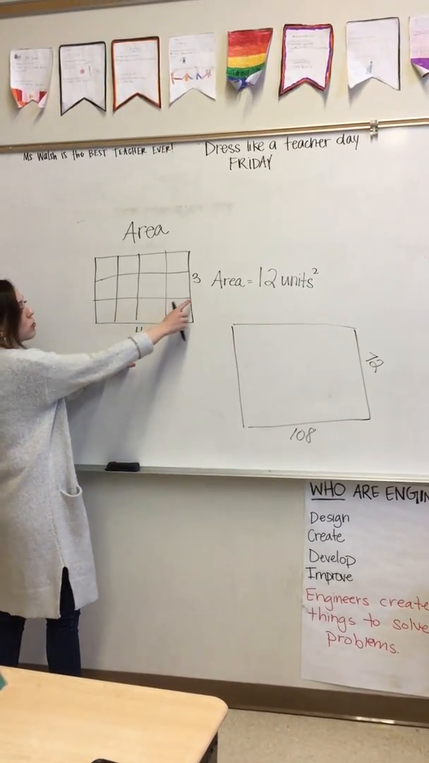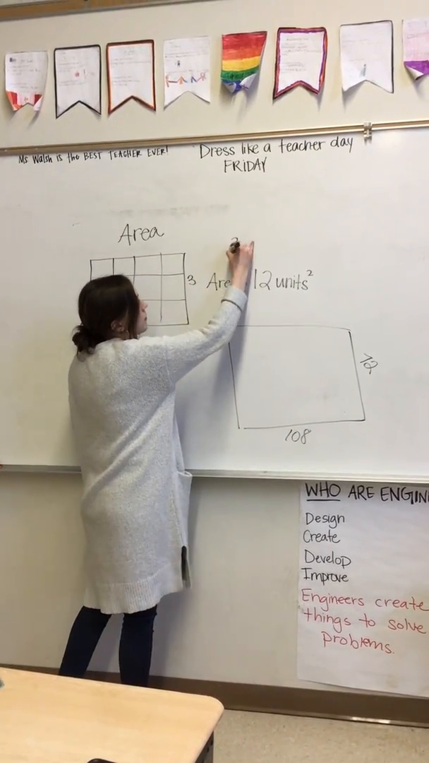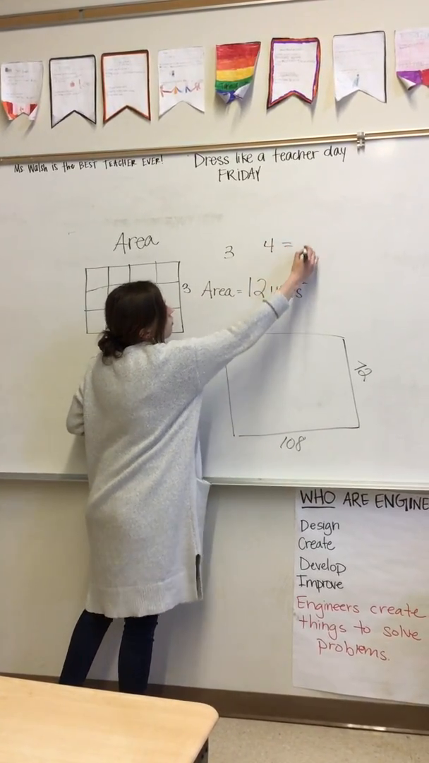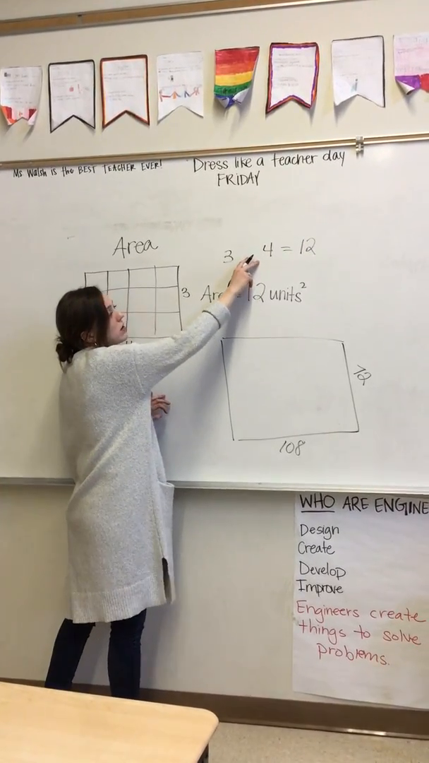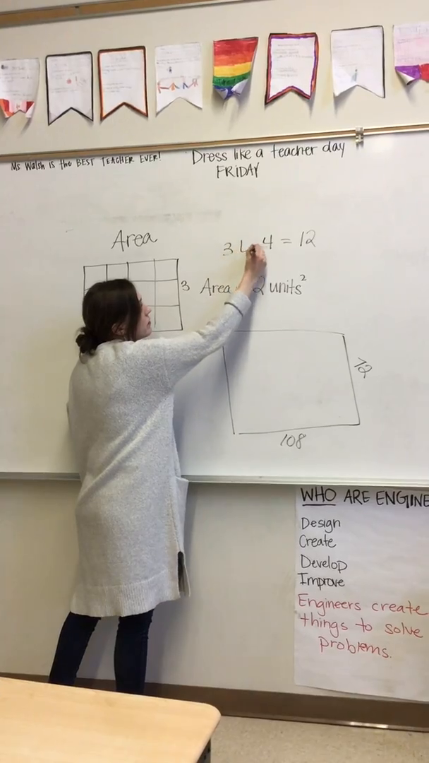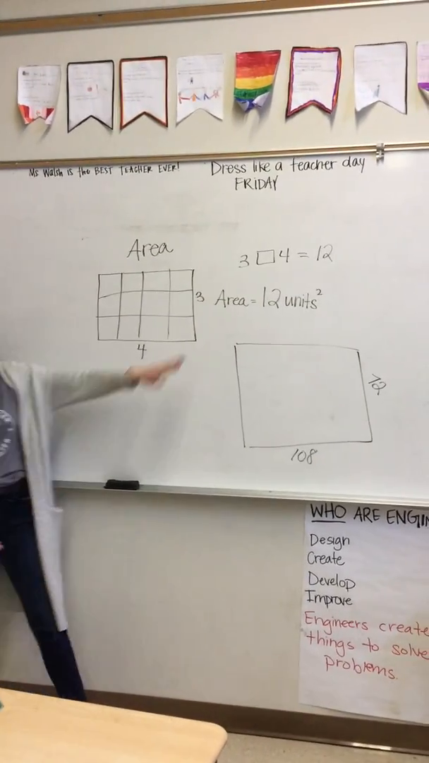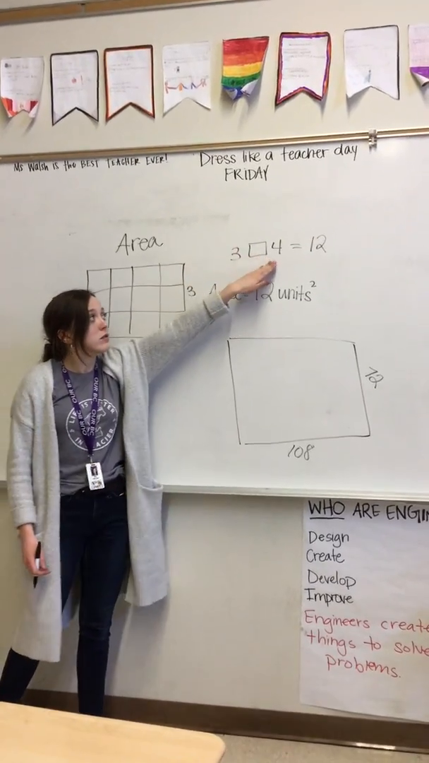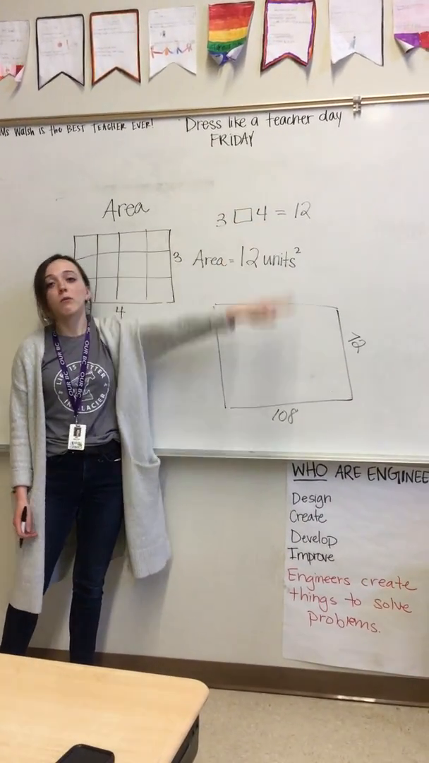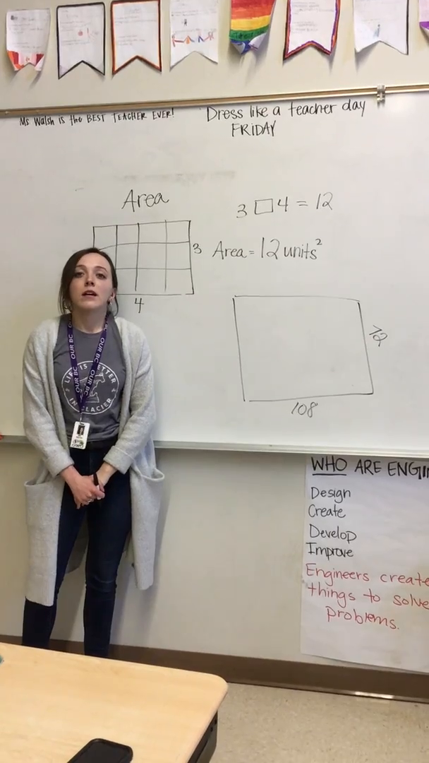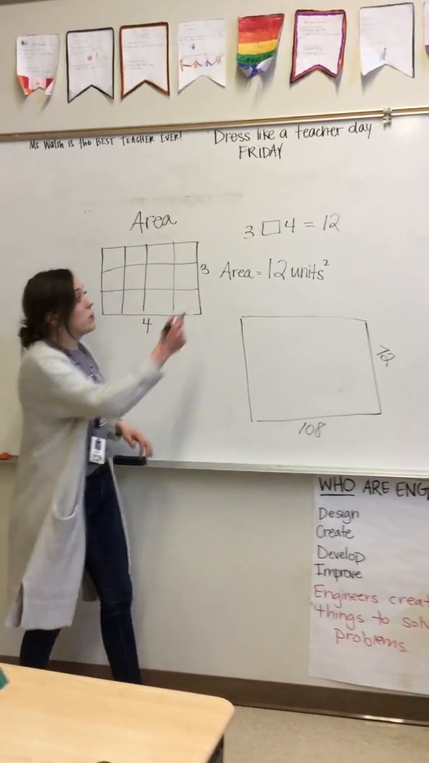And we know that 3 and 4, what sign do we put here to get an answer of 12? Do we do 3 plus 4, 3 minus 4? No. 3 divided by 4? What would we do, Mr. Hawkins? 3 groups of 4, so I think you'd multiply. You're right, we would multiply.